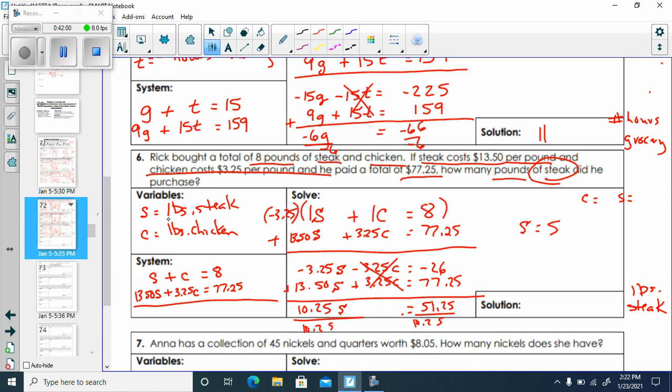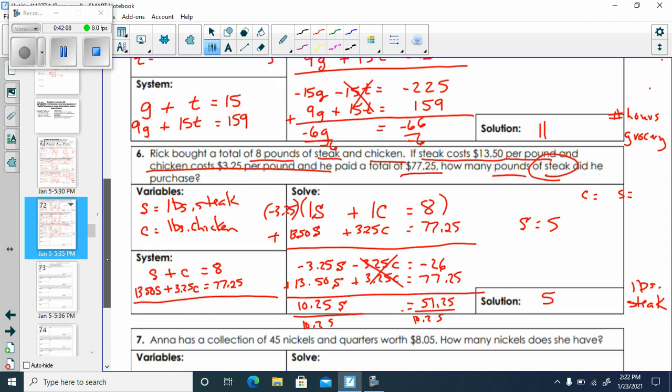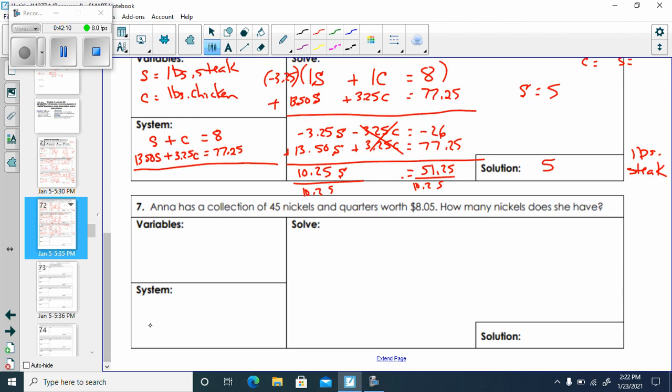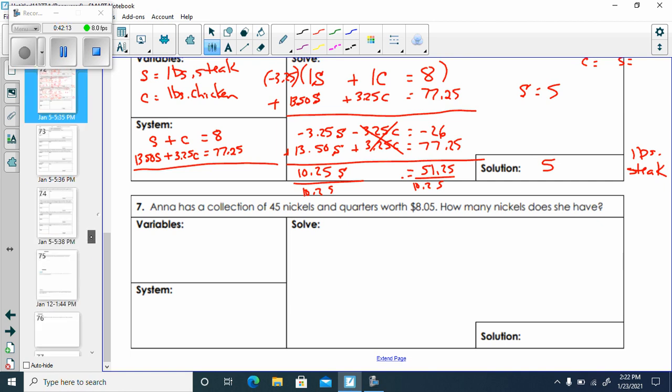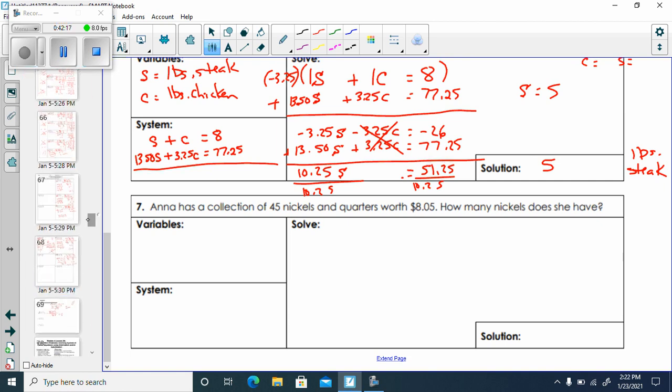Now, what was S? S was the number of pounds of steak, which is what they asked me for. How many pounds of steak? 5 pounds. Okay? And then let's do the last one on this page, and the rest of them here we will save for another video.